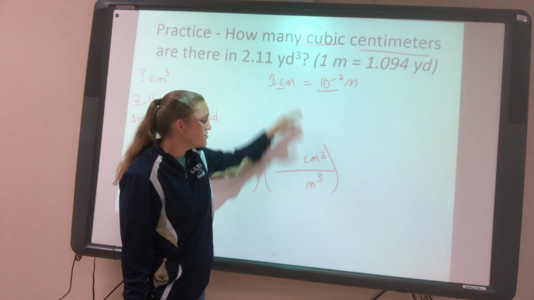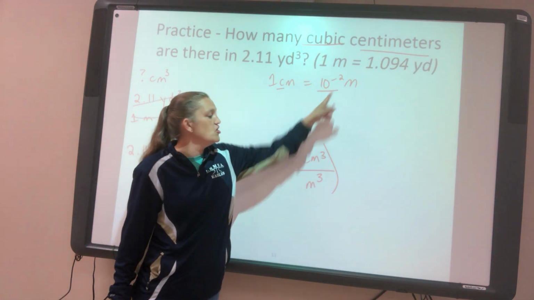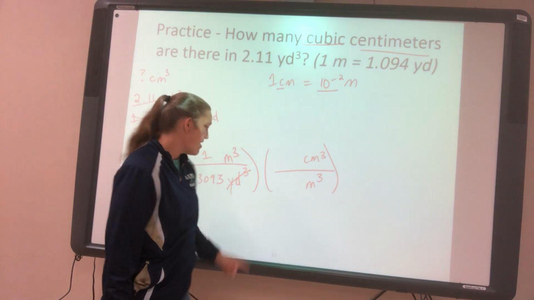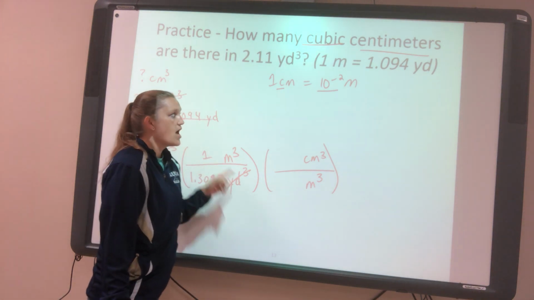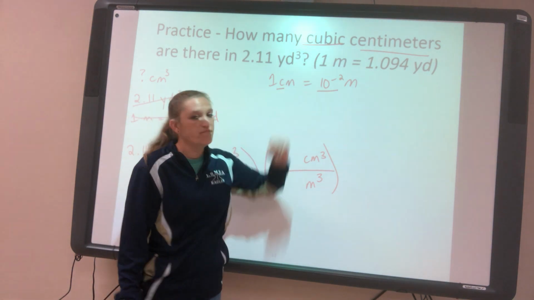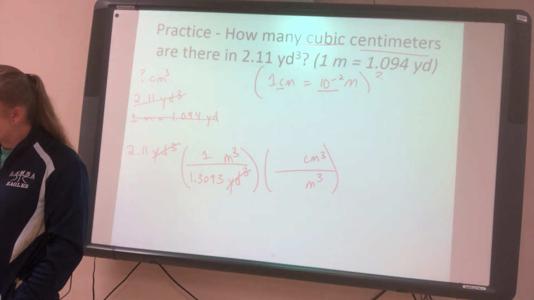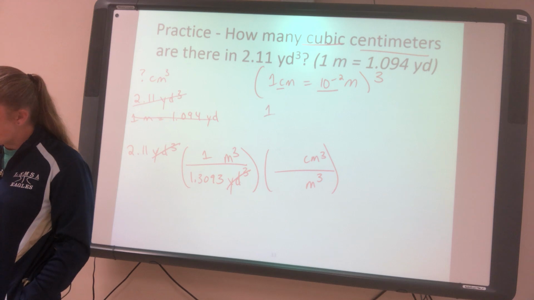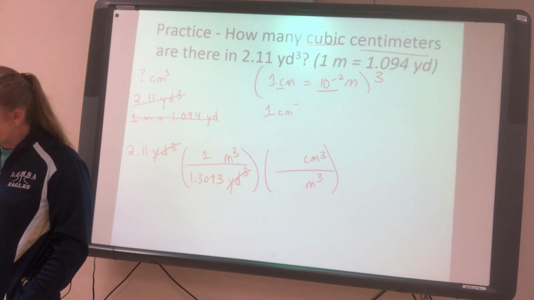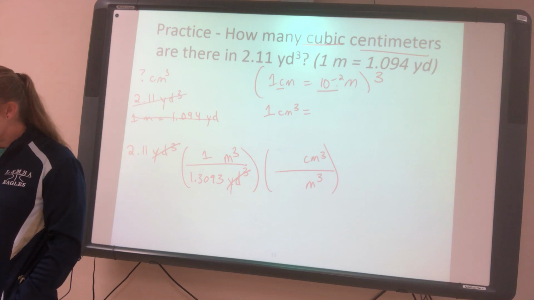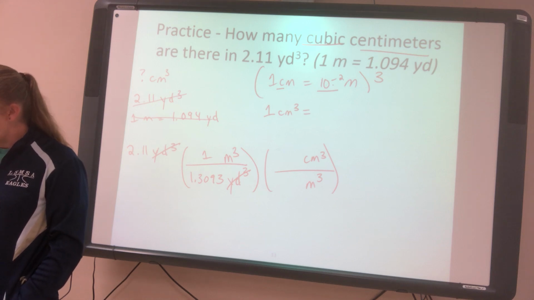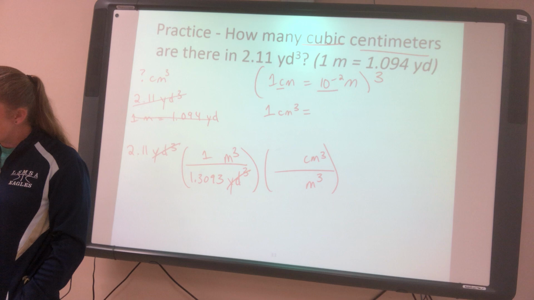So I can't just plug this in because these are not cubed and these are cubed. So the same as how I got this, I need them to match, so I need to cube these. So I take this entire thing and I cube it. 1 cubed is 1. A centimeter cubed is now a centimeters cubed. 10 to the negative 2. You could put it in your calculator, or you could just do the math in your head if you know how to do that. 10 to the negative 2 cubed is 10 to the negative 6.